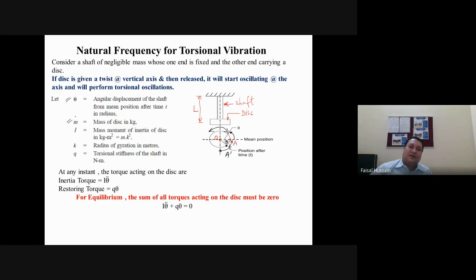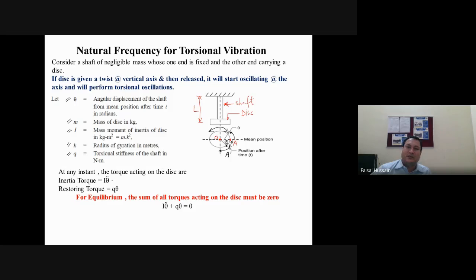M is the mass of disk. I is the mass moment of inertia of the disk. K will be the radius of gyration. And q will be the torsional stiffness of the shaft. So now at any instant, the torques acting on the disk are, there will be two torques. One will be because of the angular displacement, inertia torque will be developed, and here inertia torque will be I into theta double dot.